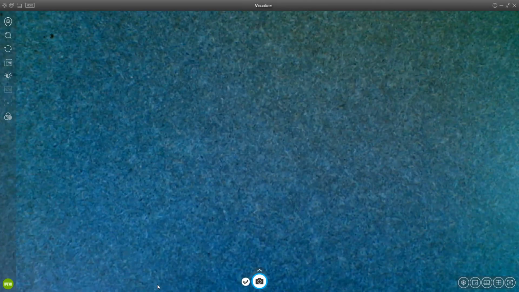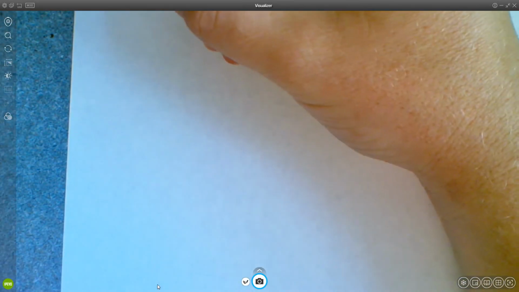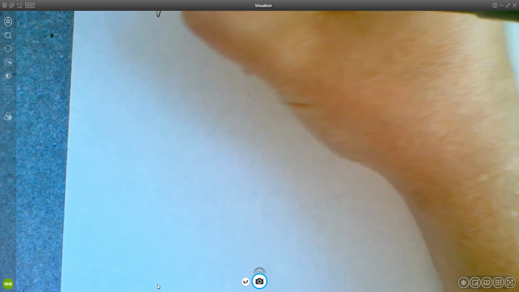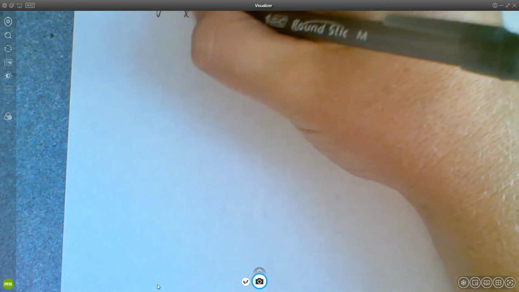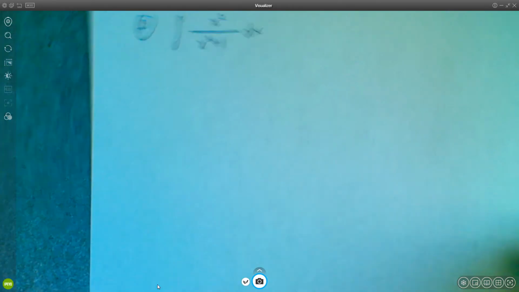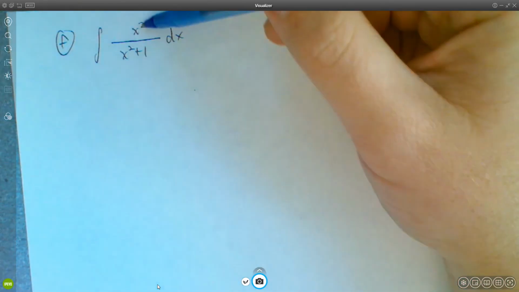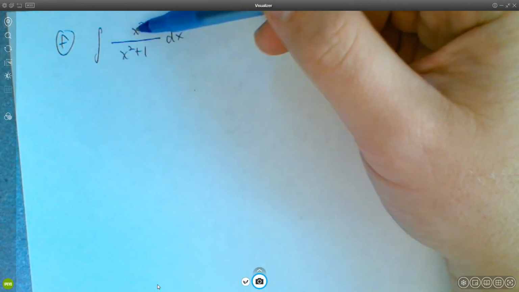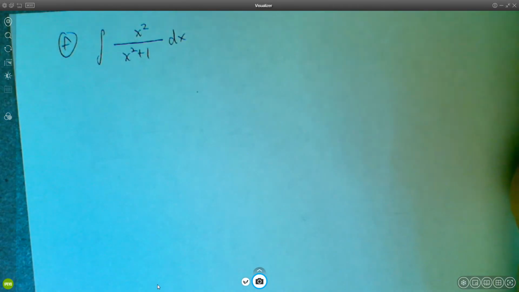Okay, one more kind of like that. Let's do the integral of x squared over x squared plus 1 dx. Now, taking your cues from the problem that we just worked out, you might be tempted to say, oh, this is just x squared over x squared plus x squared over 1. But it doesn't work that way, right?